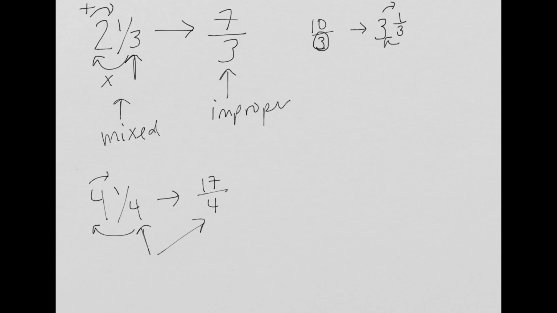How about 13/4? So 13/4. Let's see. How many wholes do I have? Well, I can go up to 12, and that would give me 3 whole pieces. And how many do I have left over? 1. So 3 and 1/4. And again, double check yourself. 4 times 3 is 12, plus 1 is 13. So yeah, it does check out.